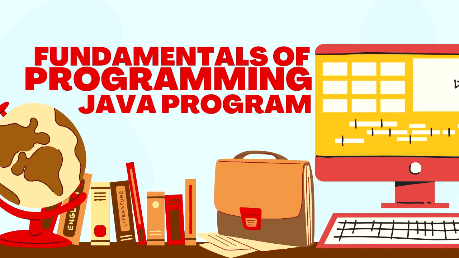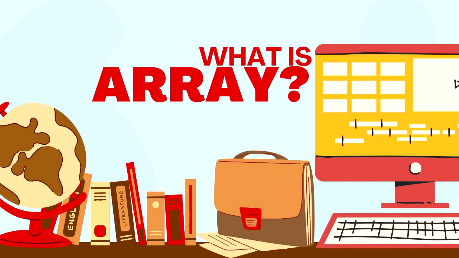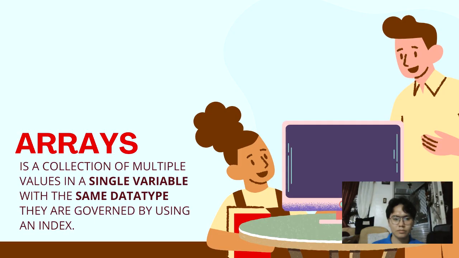This is John from SBIT1, and we're going to tackle what an array is. Sometimes in our Java programming, we have to be aware of arrays. So, first and foremost, what is an array? An array is a collection of multiple values in a single variable with the same data type. They are governed by using an index.